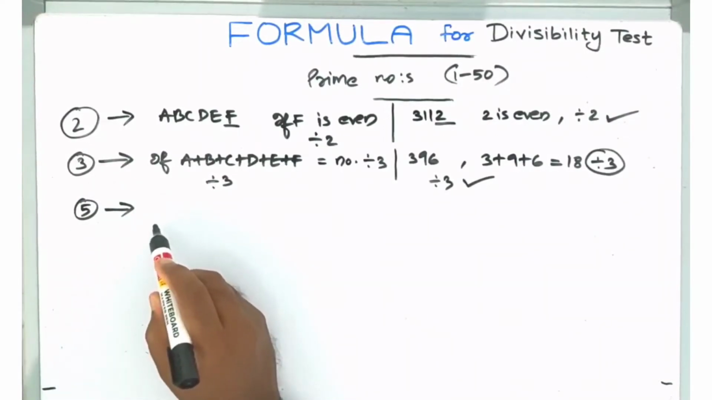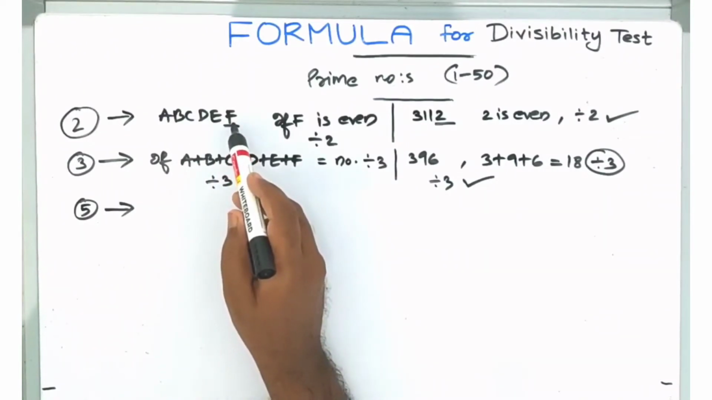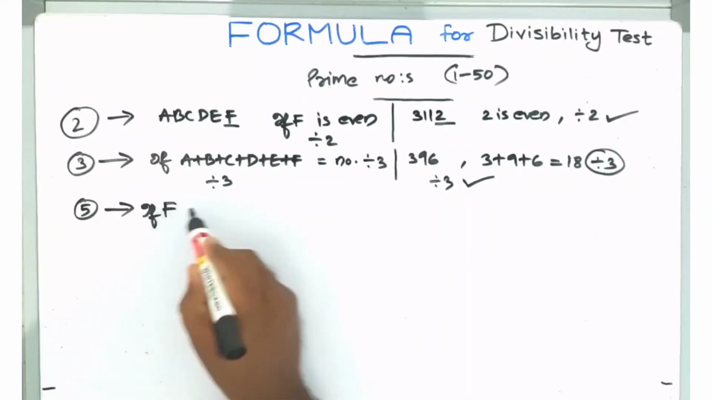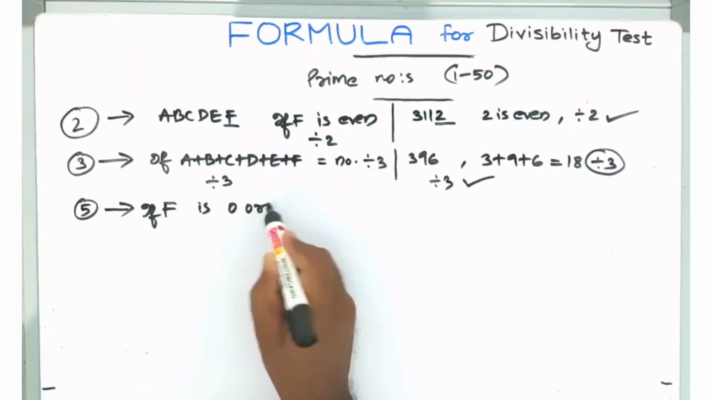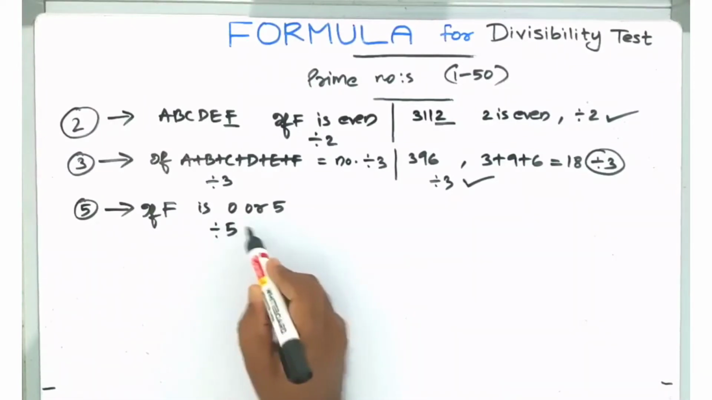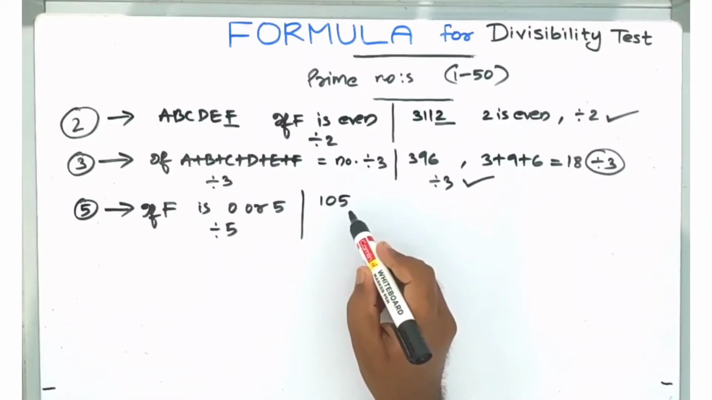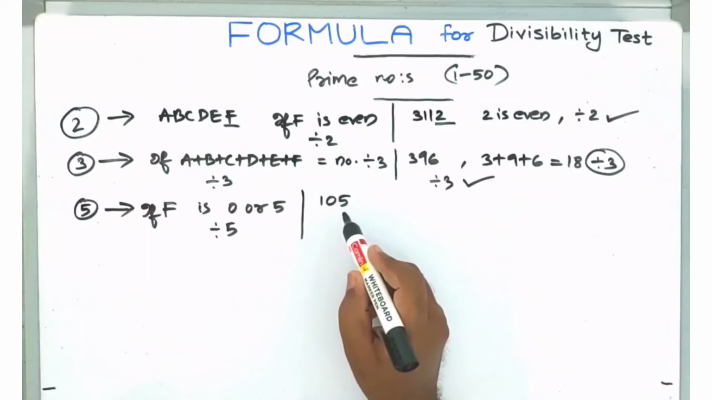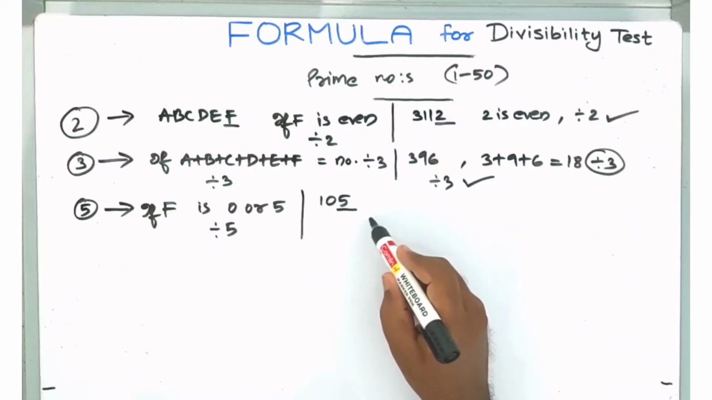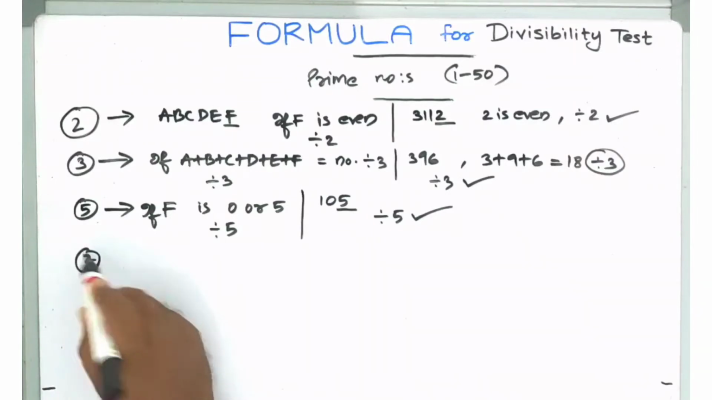In the case of 5, it is simple. We have to check whether this number is divisible by 5 or not. Select the last digit F. If F is 0 or 5, then this number will be divisible by 5. For example, 105 is a 3-digit number. We have to check whether this number is divisible by 5 or not. So the last digit is 5. So it is clear that this whole number will be divisible by 5. Then the next prime number is 7.